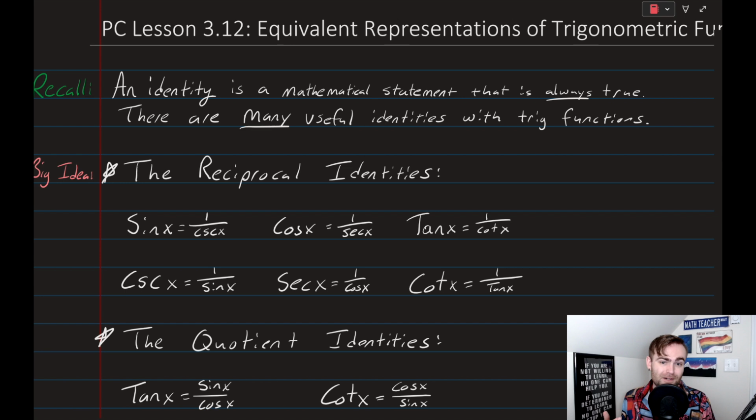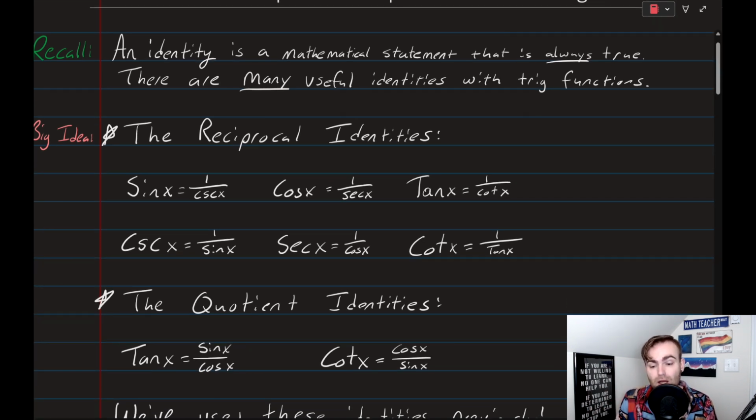These reciprocal functions are also part of identities called the reciprocal identities. We can rewrite sine as 1 over cosecant, cosine is 1 over secant, and so on. We can use any of these identities, and they're true for every value of x except when you divide by 0. So keep that in mind. The denominator cannot equal 0 for any of these. But besides that, they are identities.